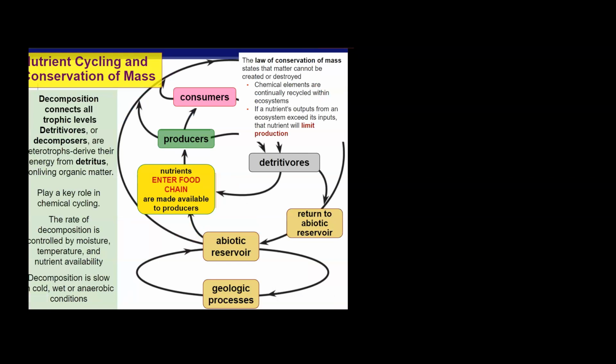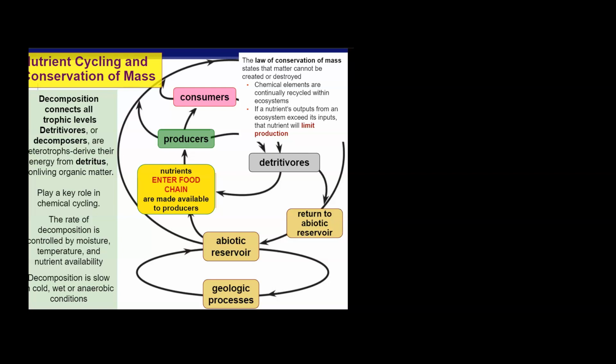So now let's look at the cycling of nutrients. So this involves the law of the conservation of mass. That law states that matter cannot be created or destroyed. So chemical elements are continually being recycled in ecosystems because we're not making new ones and we're not destroying the old ones. So if a nutrient's outputs from an ecosystem exceed its inputs, that nutrient is going to limit production.